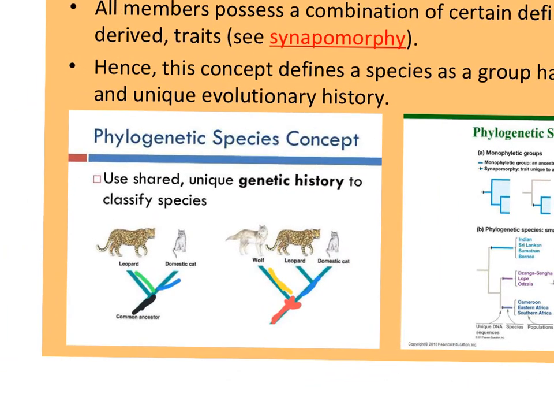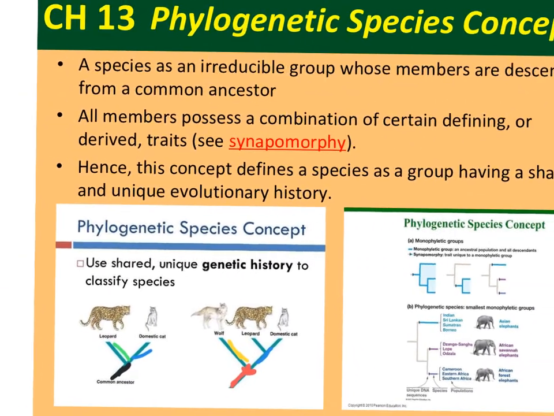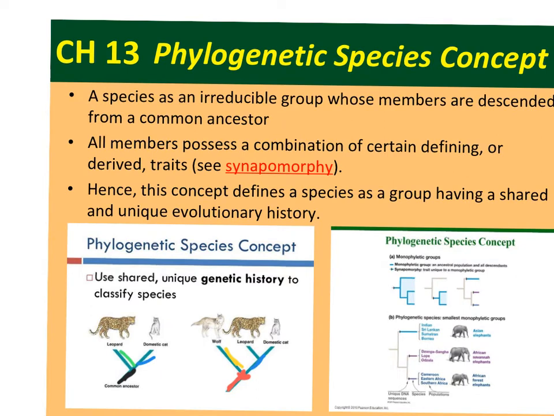So a phylogenetic species concept says that species are separate if they share a unique genetic history. Species are irreducible groups whose members are descended from a common ancestor. All members possess a combination of certain defining traits. In this case, all of these are mammals, but that's an ancestral trait. They're also all carnivores. But what are the differences between the dog family and the cat family? Hence this concept defines a species as a group having a shared and unique evolutionary history.